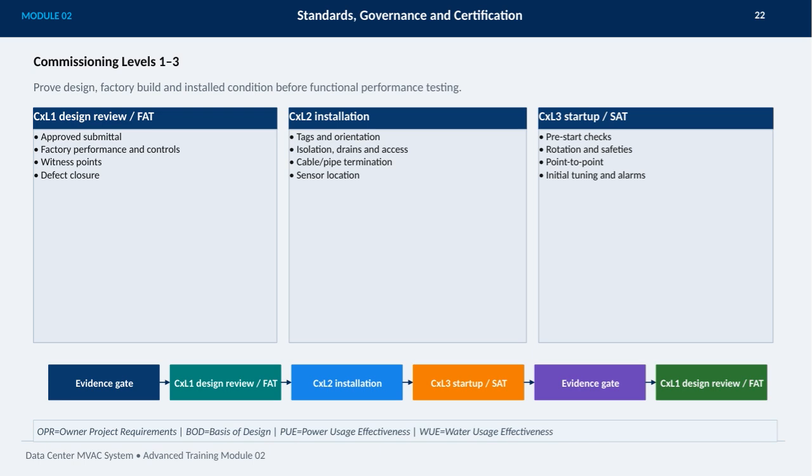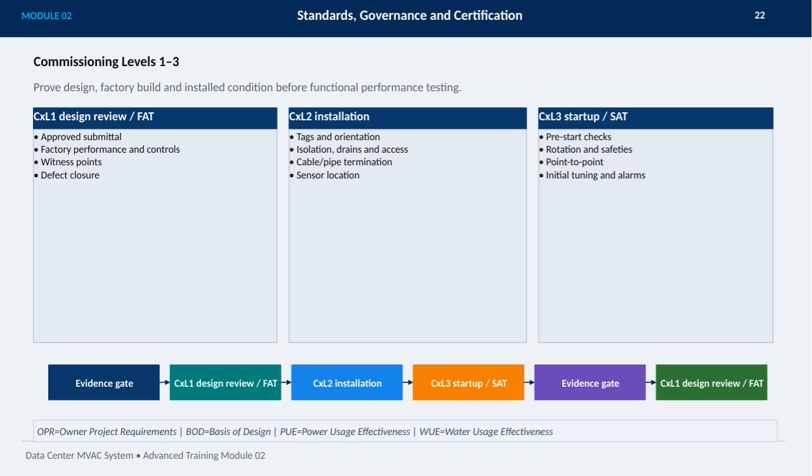Moving to Commissioning Level 2, or CXL2, the emphasis shifts to installation. Here, we verify tags and equipment orientation, check isolation, drains, and access points, inspect cable and pipe terminations, and confirm sensor locations are correct. Finally, Commissioning Level 3, or CXL3, involves startup and system acceptance testing. During this phase, pre-start checks are performed. We verify rotation and safety systems, conduct point-to-point testing, and initiate initial tuning along with setting alarms.